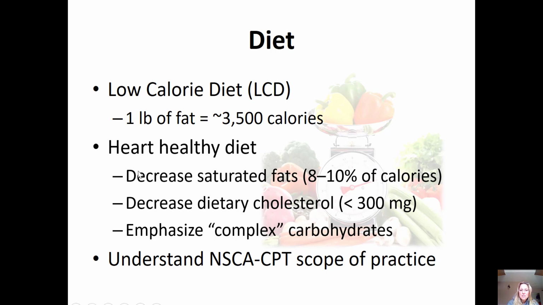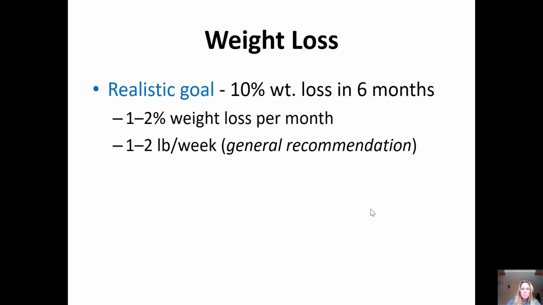And heart healthy diets are what's recommended for these overweight and obese individuals. So definitely decreasing their saturated fat intake, no more than 10% of the total calories, decreasing their cholesterol intake through foods, no more than 300. Heart healthy diets will say no more than 200, and emphasize more of those complex carbohydrates. So the high fiber, right, whole grain types of carbohydrates.